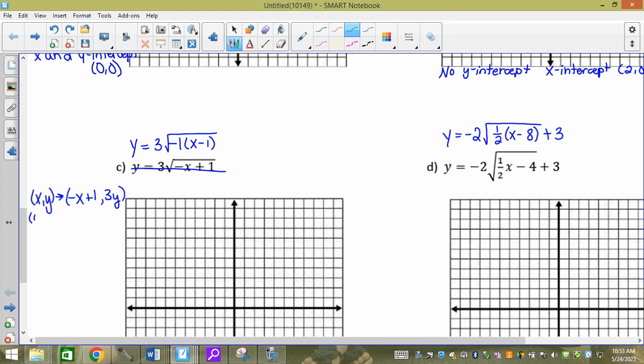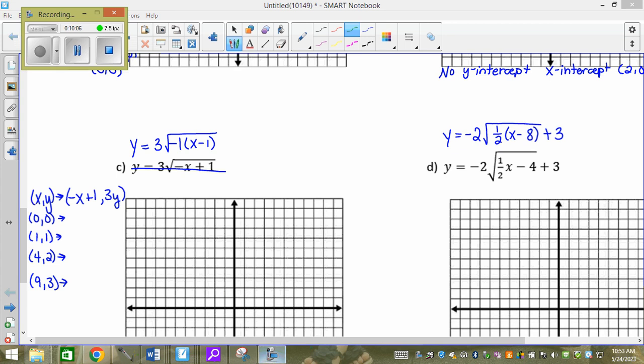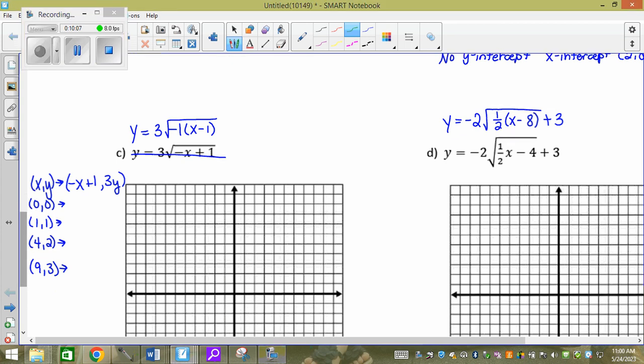And I'm going to plug in 0, 0. I'm going to plug in 1, 1. I'm going to plug in 4, 2. And 9, 3. So I want you to sketch these two graphs. So if we go 0, 0, we're going to get negative 0 plus 1, comma 3 times 0. So our new coordinate is going to be at 1, 0. So I go 1, 0, here.